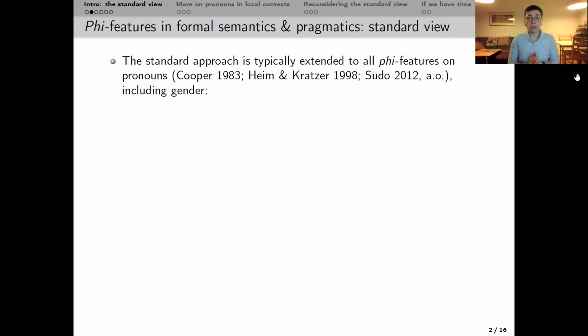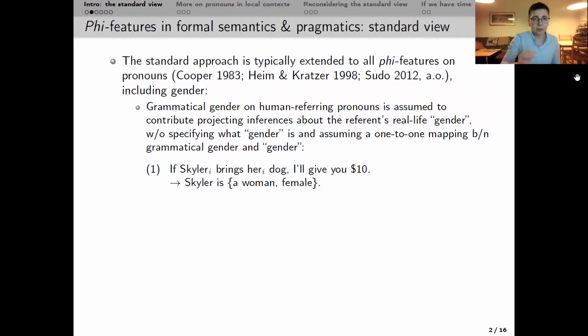Now, the standard approach is typically extended to phi features on pronouns, including gender. So the standard story for gender is that grammatical gender on human referring pronouns is assumed to contribute projecting inferences about the referent's gender, whatever that gender is. People furthermore assume a direct one-to-one mapping between grammatical gender and this nebulous category of real-life gender. So you will often see examples like 1 in the literature.